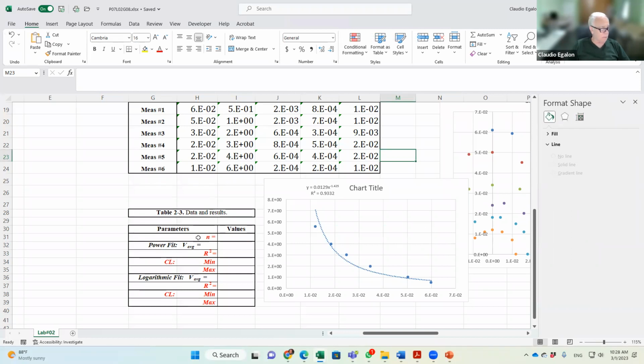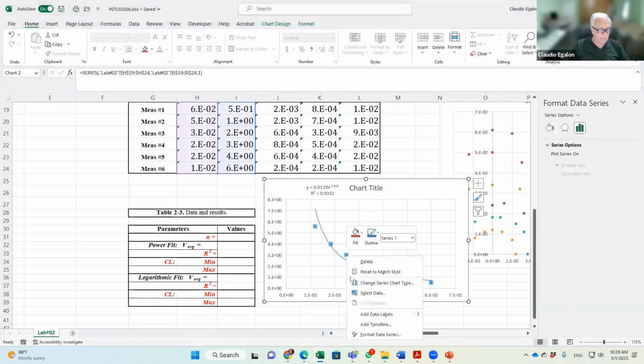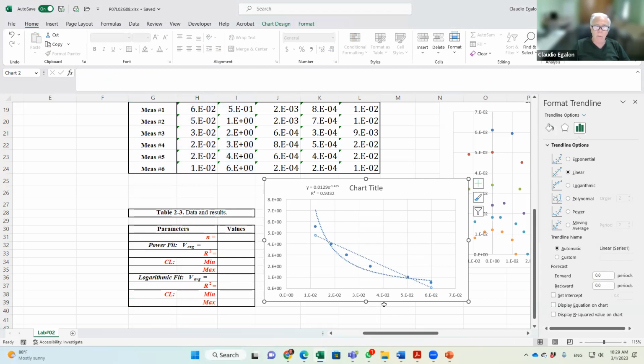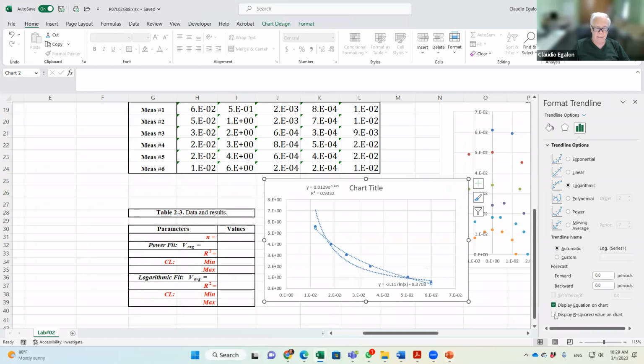So that's why I asked you here in this table not only to come up with a power fit, but also to come up with a logarithmic fit, which, by the way, is exactly the relation for the electric potential of a cylindrical charge distribution. Okay, so in addition to getting the trend line for the power, I want you also to get a logarithmic trend line.